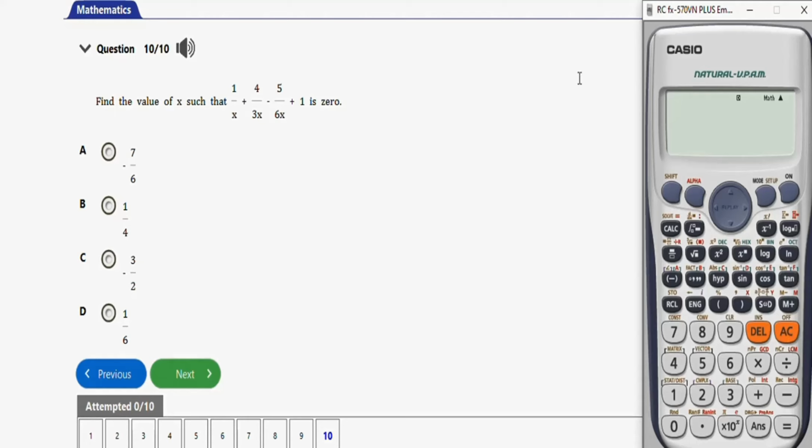Press shift button 9, follow instructions, press equals and press equals again. So that's it, guys.